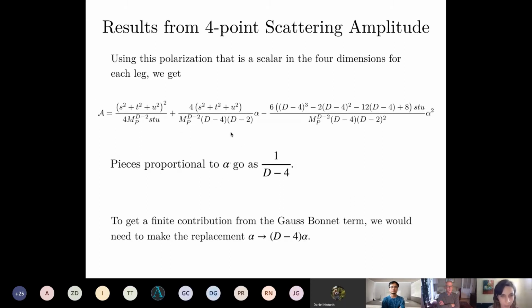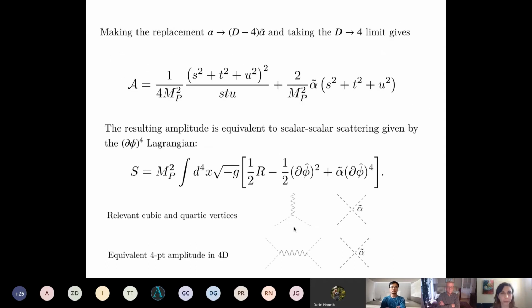And so the alpha piece here is going now as 1 over d minus 4, and so is the alpha squared piece. So to get a finite contribution from the Gauss Bonnet term, we need to instead make a different replacement. So now even another replacement, which goes as alpha to d minus 4 alpha. If we make this replacement, then we'll get a finite contribution from the Gauss Bonnet term. Okay, so if you make that replacement and then take the limit, this will be your result.